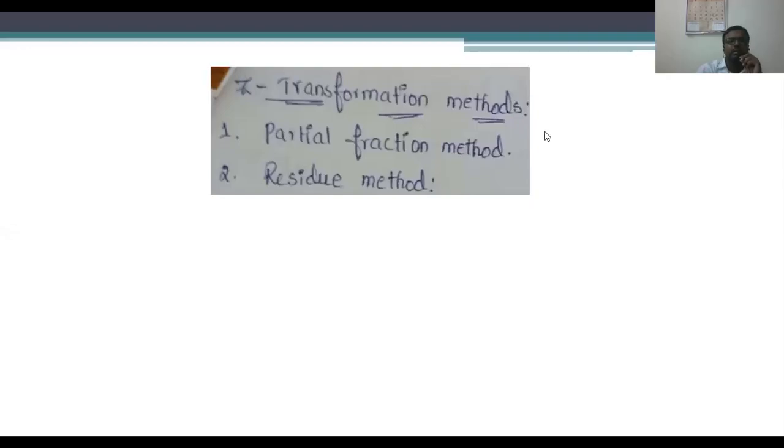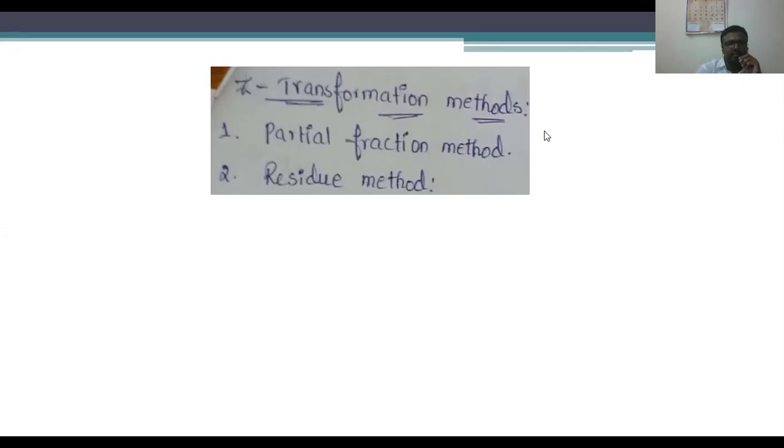Okay. In the previous class, we have seen the Z transformation methods. That means we have obtained the Z transform for the basic functions, that is, fundamental functions, for one set of equations. In today's class, we will see the different transformation methods which are used for solving another set of equations. We will discuss what that other set of equations is.